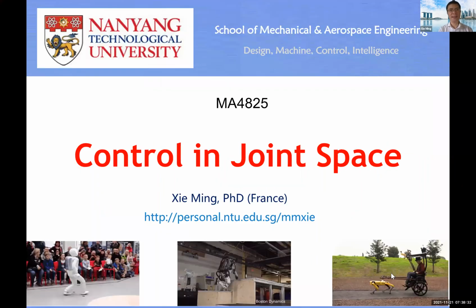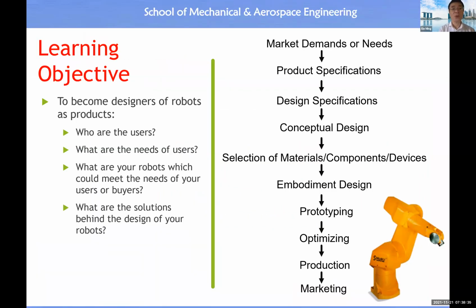Before we enter the study of lecture 4, it is always good to remind you about the learning objective, which is to make you become a designer of a robot as a product. By now, you should know that there are many generalized users in manufacturing and in society. Among these generalized users, there is a generalized need, which is to have a motion provider. And robots are a very good candidate to serve as a motion provider.